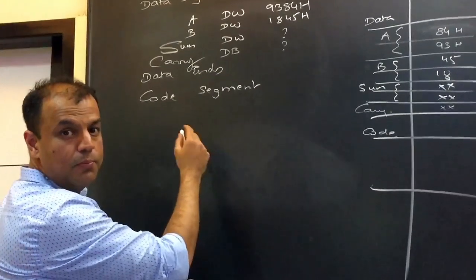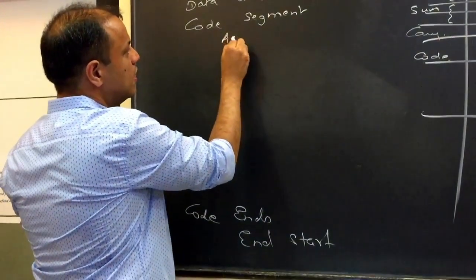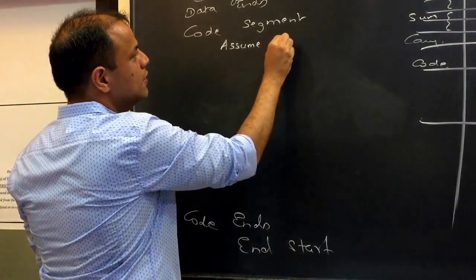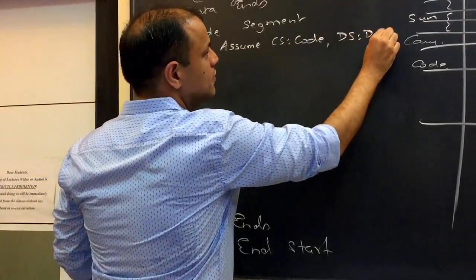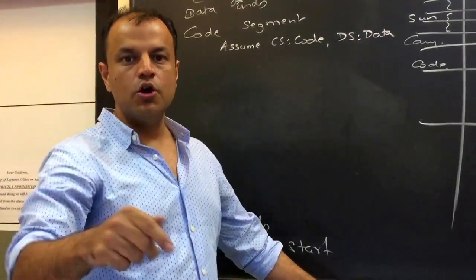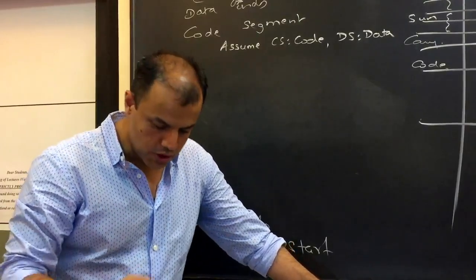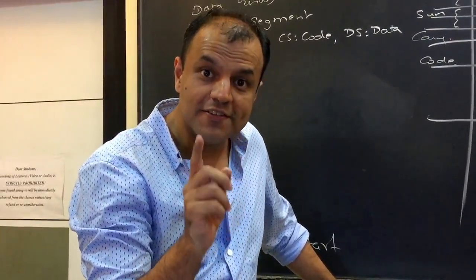Now look here. There is a very important assembler directive that has to be written over here called assume. Assume CS:code, DS:data. Read it out. Assume CS:code, DS:data. What are we doing? We are telling the assembler, yes, it's an assembler directive.